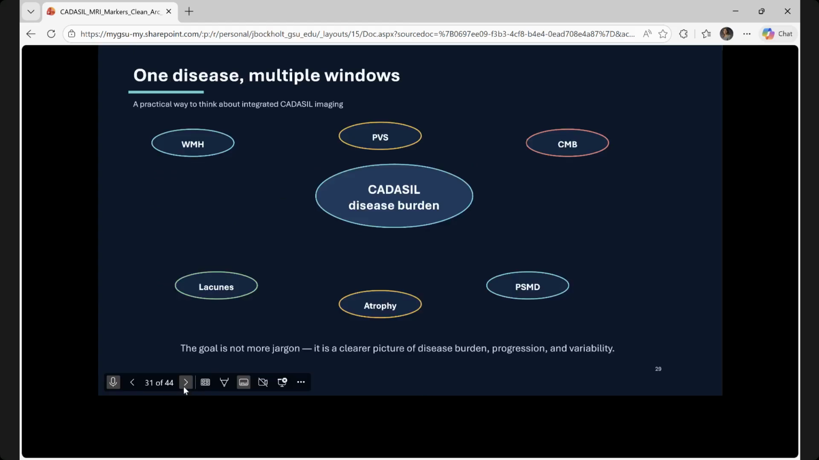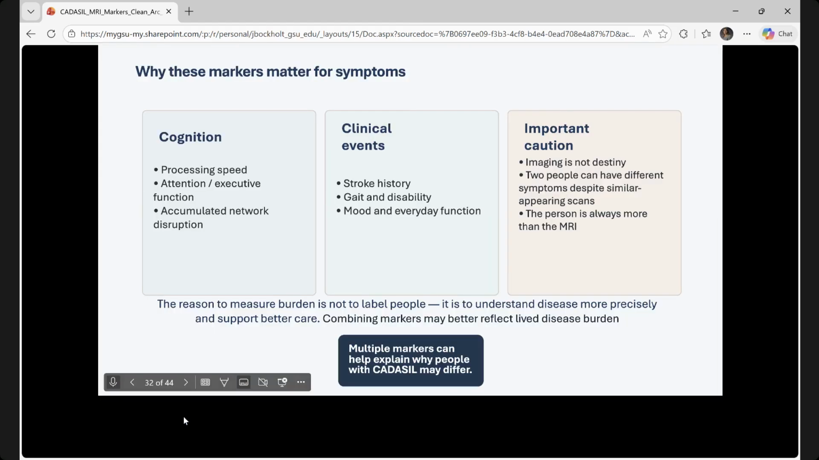Next slide. So why do these markers matter for symptoms? We want to look at each marker and then look at how it relates to cognition, clinical events, functional outcomes, and even other biomarkers, such as the blood-based biomarkers that we've collected and any of the assays that we're able to run from the blood biomarkers. Next slide.